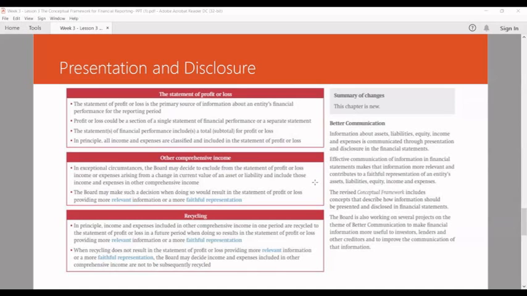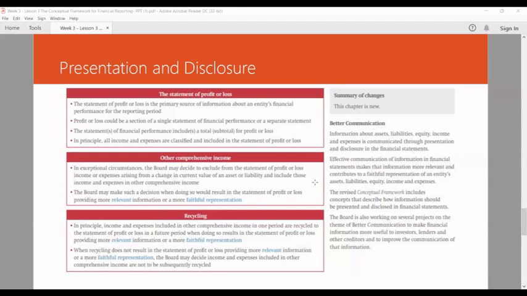On recycling, in principle, income and expenses included in other comprehensive income in one period are recycled to the statement of profit or loss in a future period when doing so results in the statement of profit or loss providing more relevant information or a more faithful representation. When recycling does not result in the statement of profit or loss providing more relevant information or a more faithful representation, the board may decide that income and expenses included in other comprehensive income are not to be subsequently recycled.